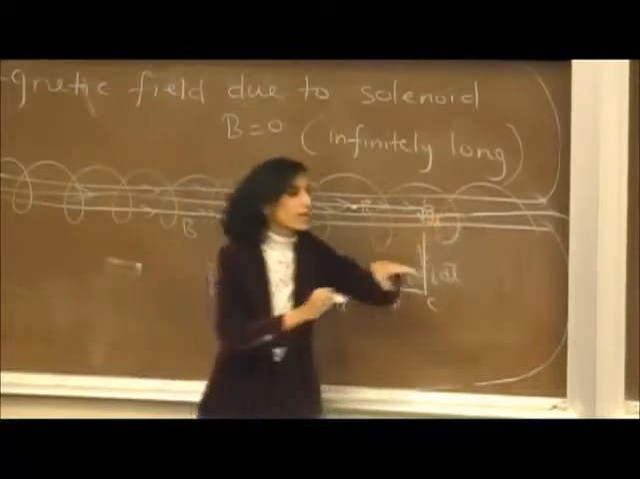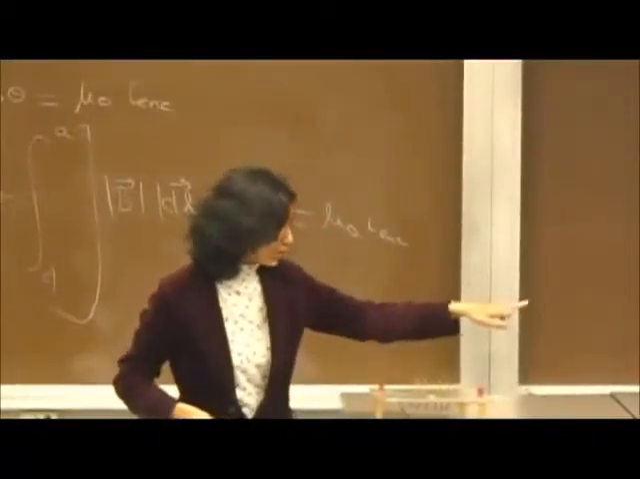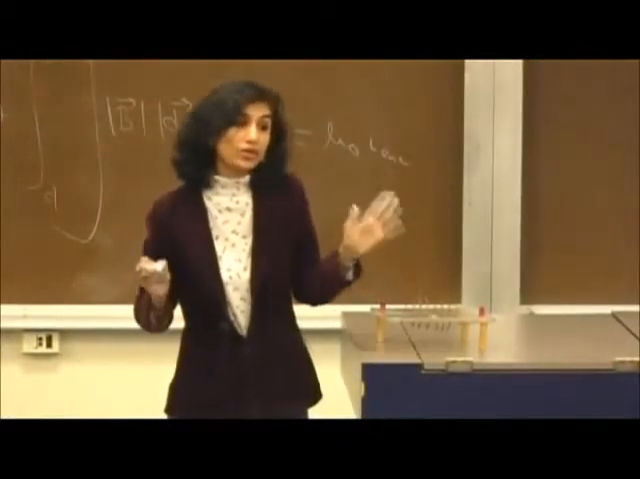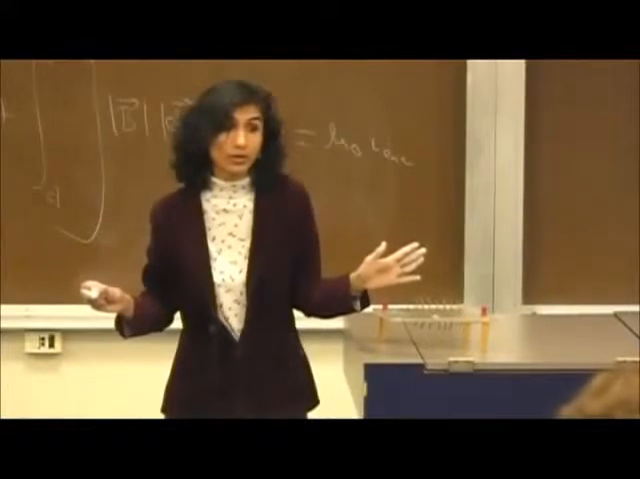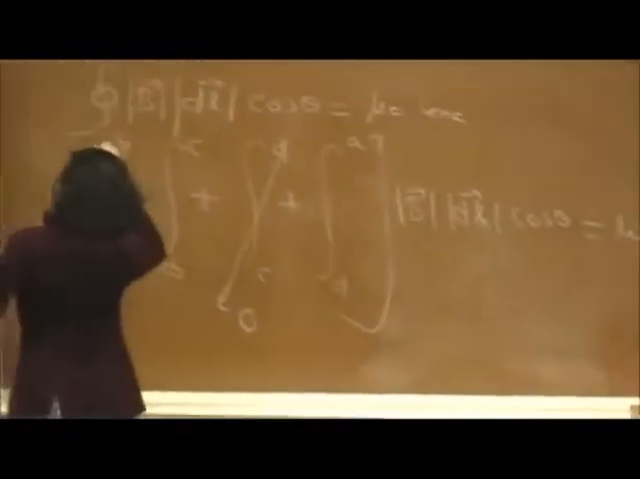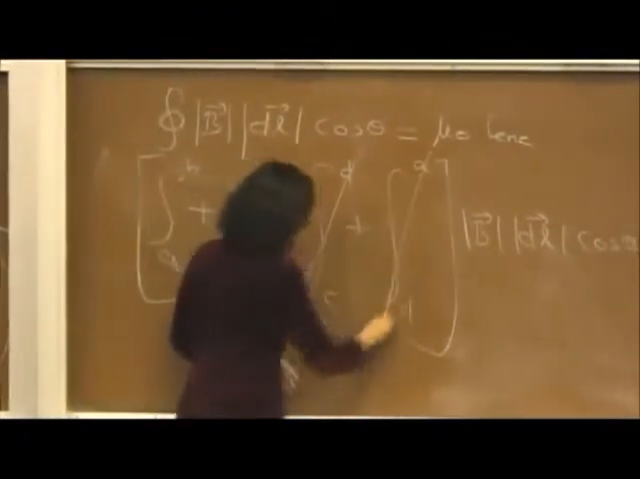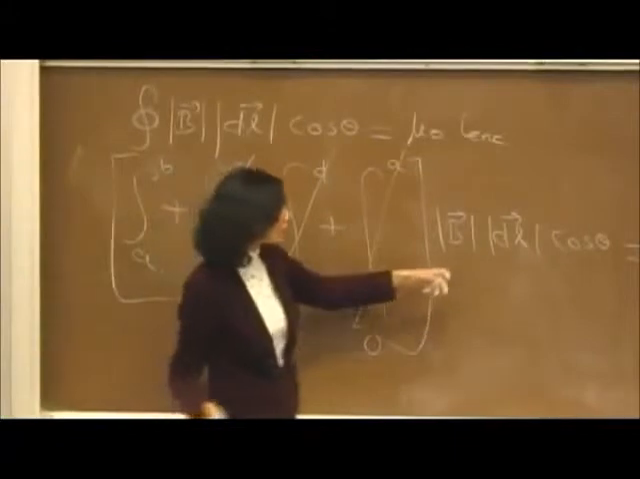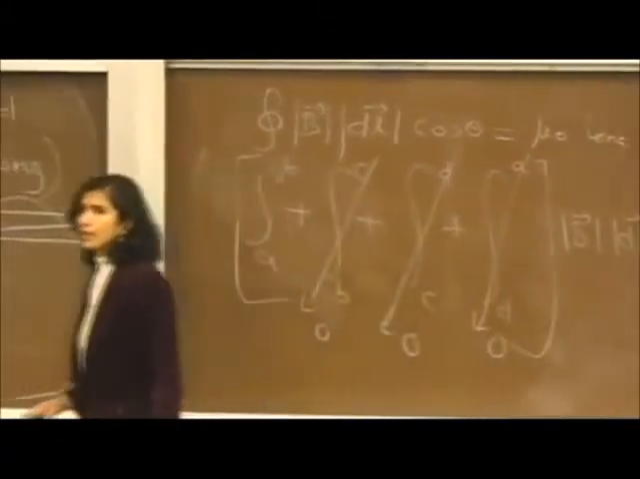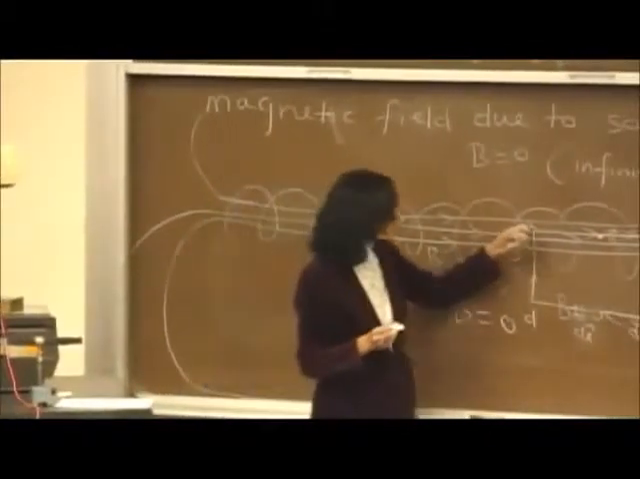So does everybody see that for this segment here and this segment here, the angle between the magnetic field, which is along the axial direction, and DL, which is pointing that way, is 90 degrees, and cosine of 90 is 0. If cosine of 90 is 0, then for those segments there is not going to be any contribution to B dl cosine theta.